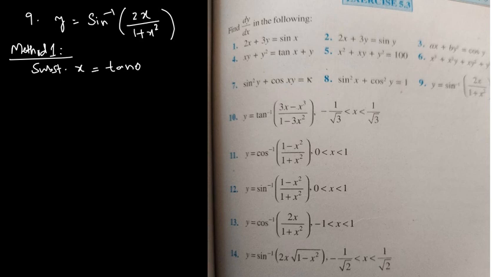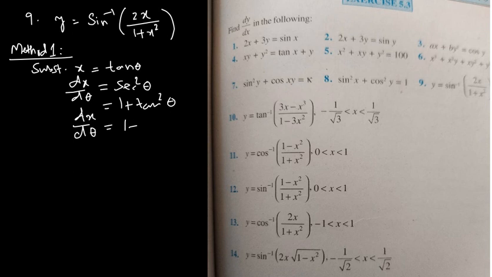Whenever we do the substitution, do the differentiation here like a chain rule. Remember that dx by d theta equal to secant square theta. Secant square theta is 1 plus tan square theta. So dx by d theta equal to, tan theta is x, so I have 1 plus x square. So this is basically a substitution.